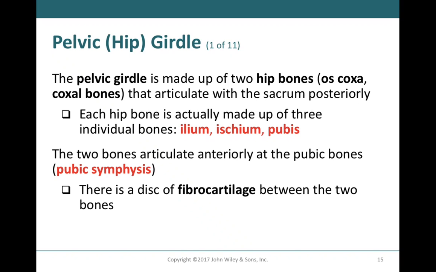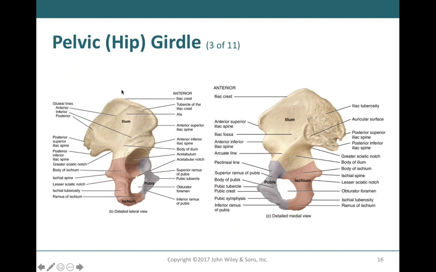Now each coxal bone is actually a set of 3 bones that have been fused together. Those 3 bones that make up each coxal bone are the ilium, the ischium, and the pubis. So let's take a look at the ilium, the ischium, and the pubis and see how these will come together to form our coxal bones.